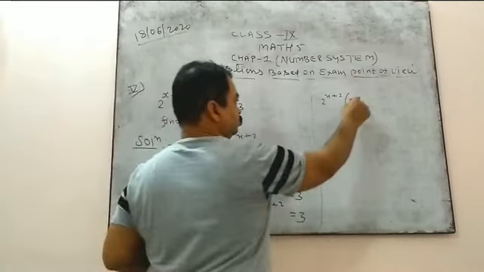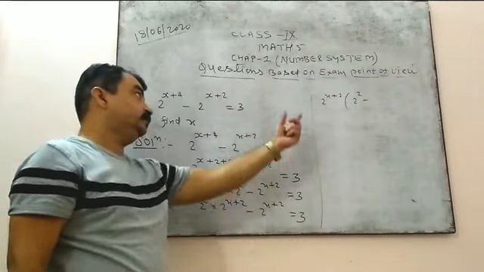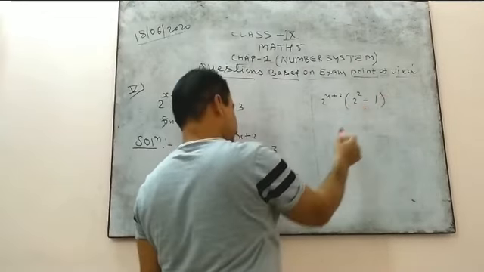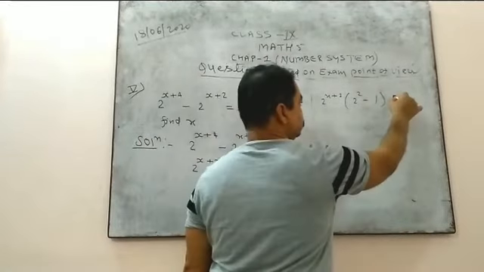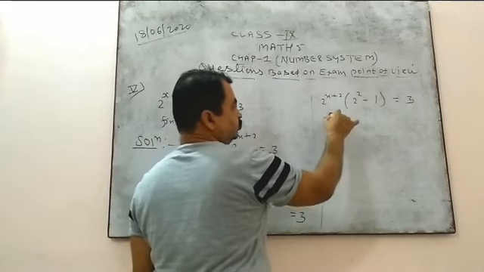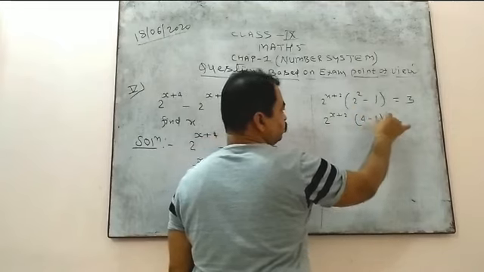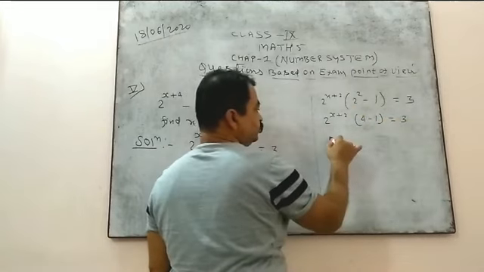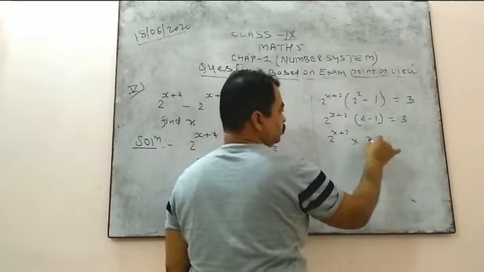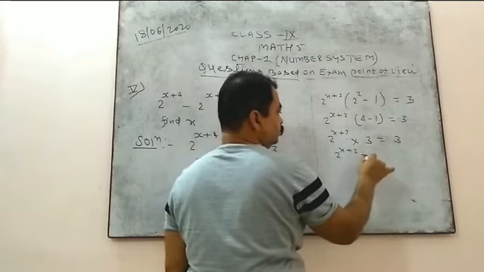2 raised to the power 2 minus, and this 2 raised to the power x plus 2 we have taken common, so instead of this, nothing means 1. When you open the bracket, it becomes as it is. This step back you will get equal to 3. Clear? So now 2 raised to the power x plus 2, this is what? 2 2s are 4, minus 1 equal to what you get? 3. So 2 raised to the power x plus 2 into (4 minus 1), 3, equal to 3. So 2 raised to the power x plus 2 equal to 3.